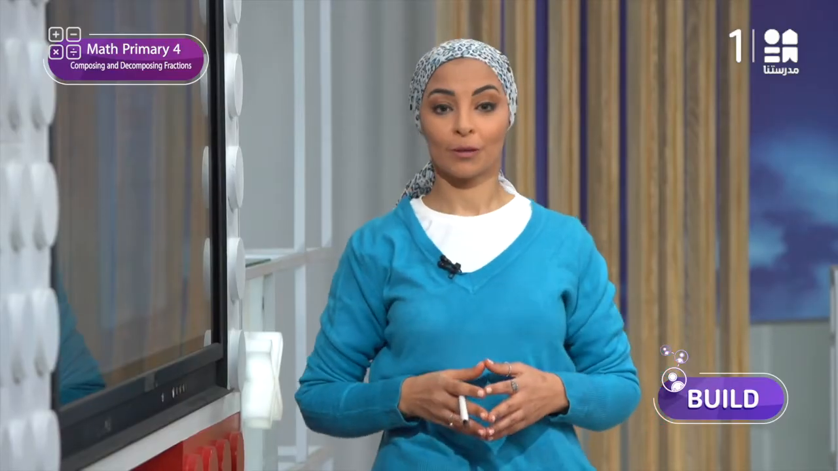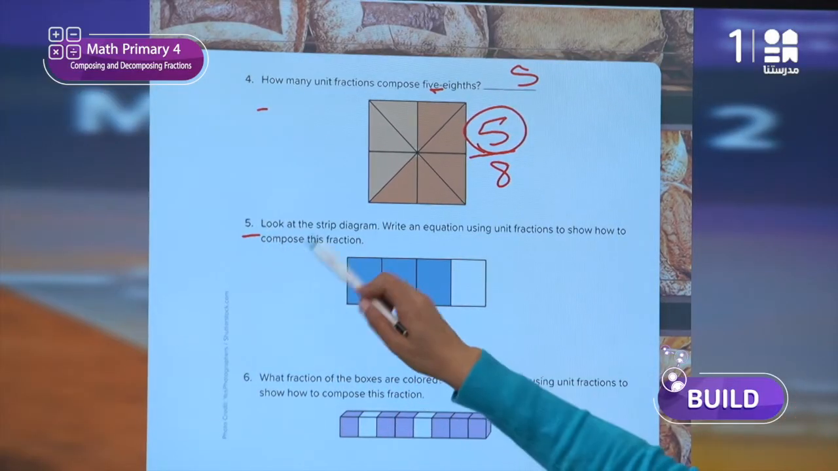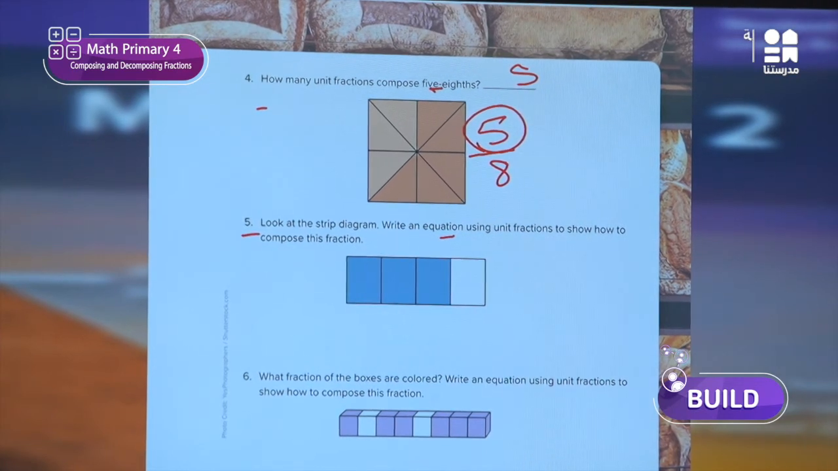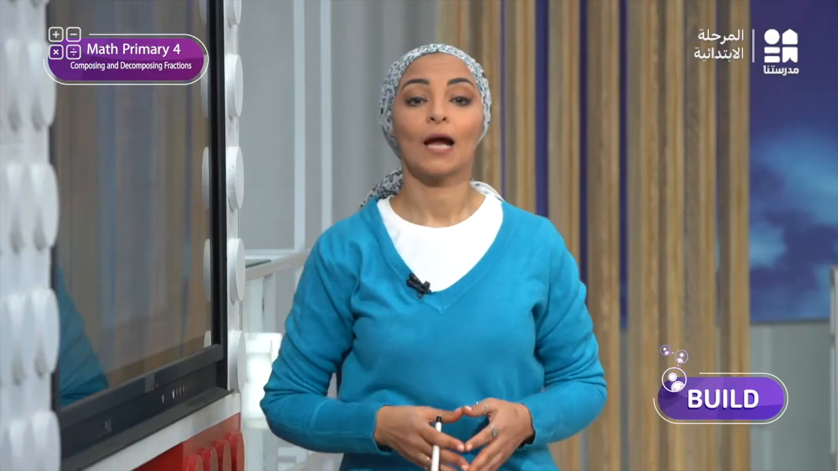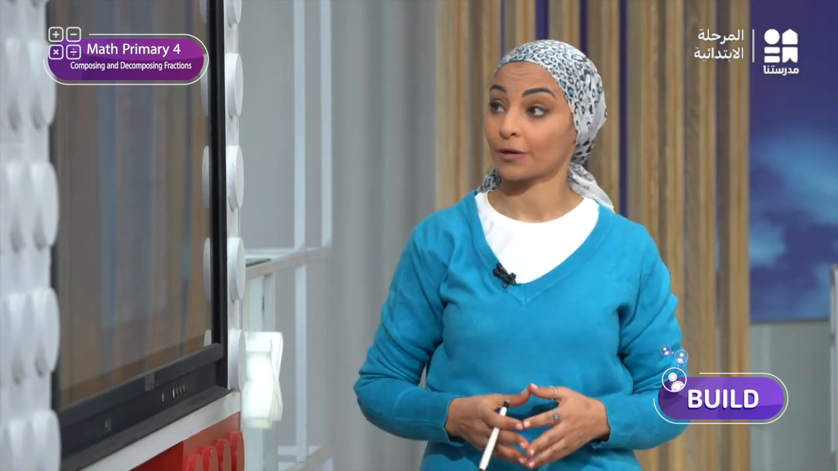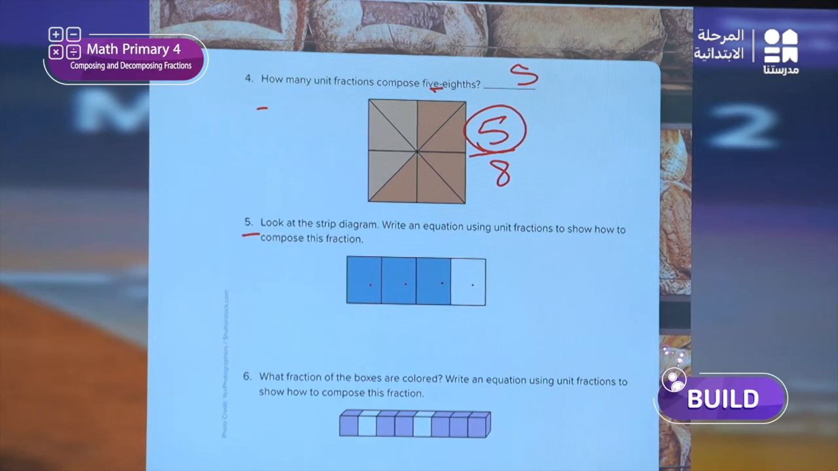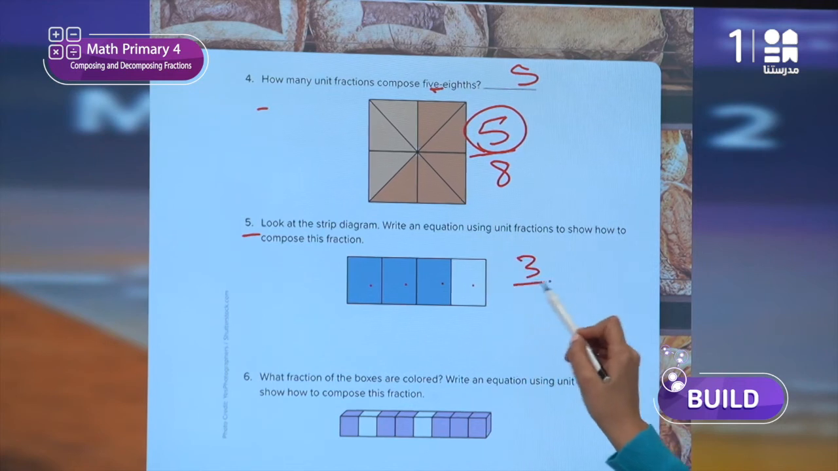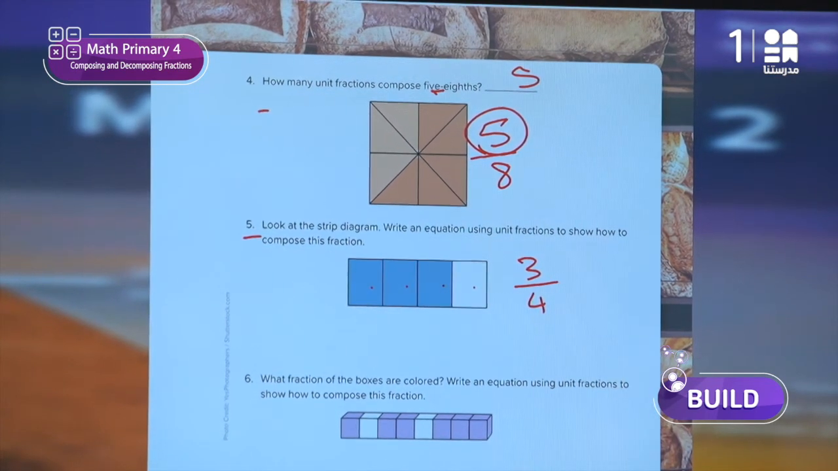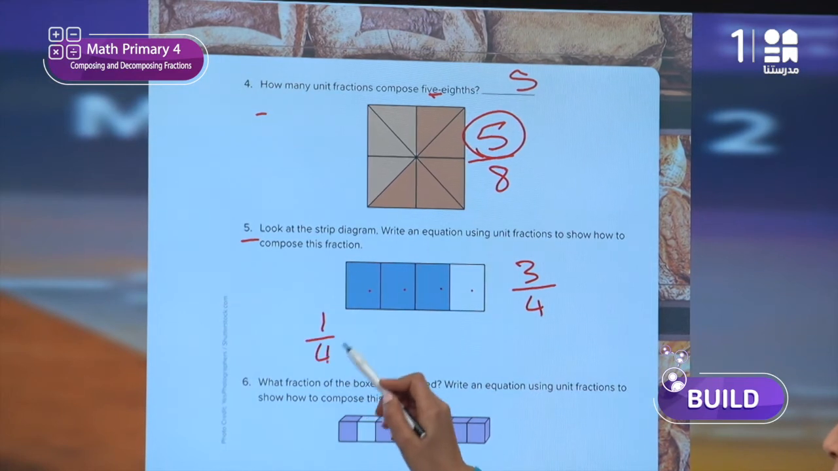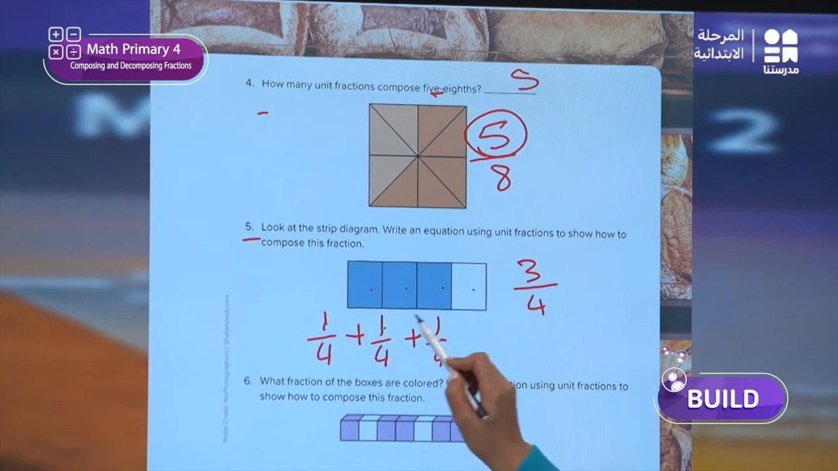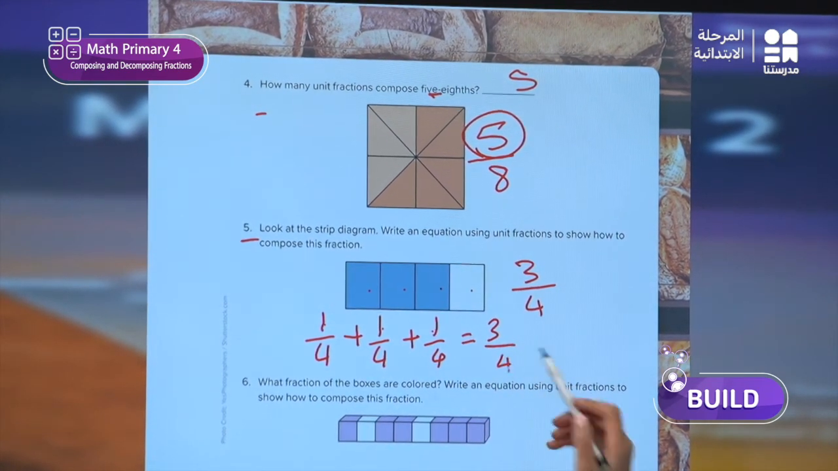Now let's move to problem number 5. Look at the strip diagram, write an equation using unit fractions to show how to compose this fraction. Now we'll find the shape is divided into how many parts. Look, it is divided into 4 equal parts and 3 parts only shaded, right? So 3 out of 4. Now, what is the equation? The equation is 1 over 4 plus 1 over 4 plus 1 over 4, 1 plus 1 plus 1 gives me 3 over 4. And this is my equation.